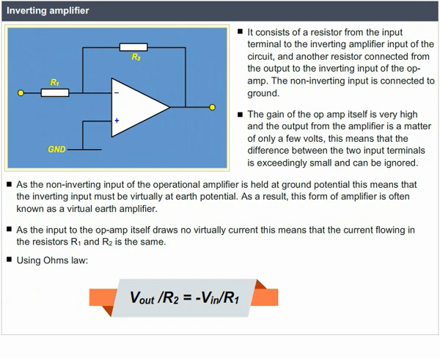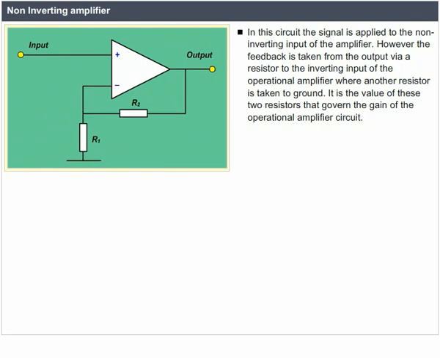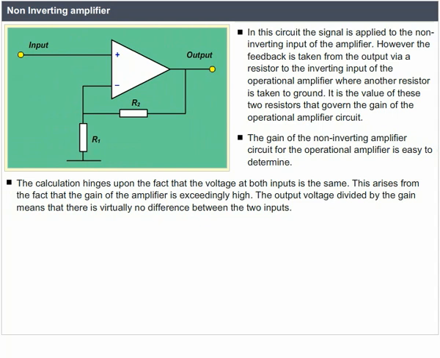Non-inverting amplifier. In this circuit, the signal is applied to the non-inverting input of the amplifier. However, the feedback is taken from the output via a resistor to the inverting input of the operational amplifier, where another resistor is taken to ground. It is the value of these two resistors that govern the gain of the operational amplifier circuit. The gain of the non-inverting amplifier circuit is easy to determine. The calculation hinges upon the fact that the voltage at both inputs is the same.